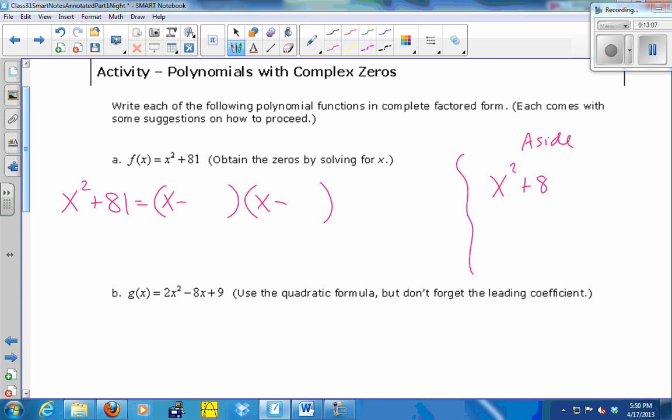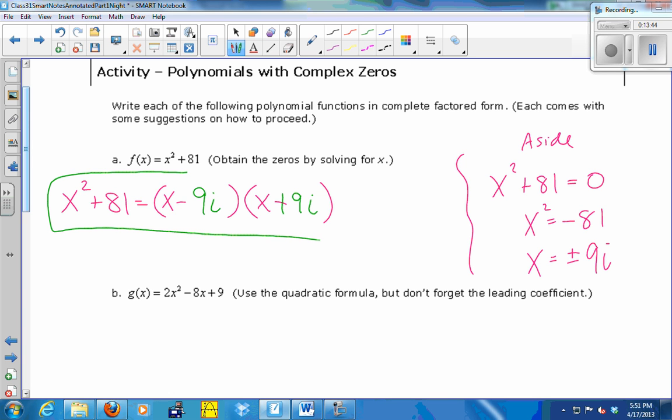x squared plus 81 equals 0, and solve. So I get x squared is negative 81, square root both sides, and I get plus or minus what? Square root of negative 81? 9i. Good. So then I'd come back over here and I'd say x minus one of my zeros, which is 9i, and x minus negative 9i, which gives me x plus 9i. So there is my polynomial in completely factored form.